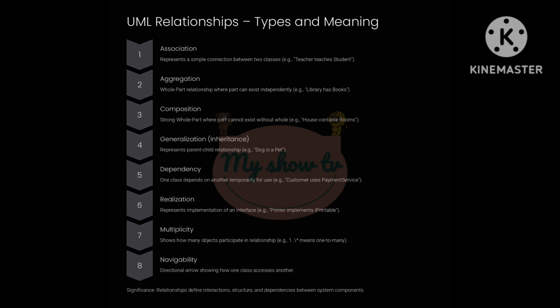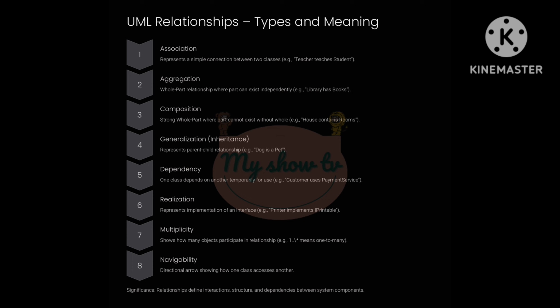Slide 3. UML relationships, types and meaning. Next, let's talk about UML relationships, which define how different elements of a system interact. The first is association, which shows a basic relationship between classes. For example, a teacher teaches a student. Aggregation is a special type of association where one class contains other classes, but the contained classes can exist independently. For example, a library contains books, but books can exist without the library.